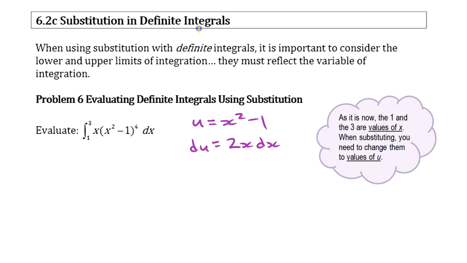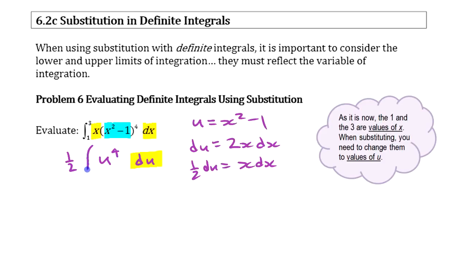Now, I don't have 2x dx, I just have x dx there. So I'm going to slightly change this around to a half du is x dx, and then make that change. So I can make that into du. I'm going to put the half right out in front of the whole thing, just so that I can leave it till the end. And then I'm going to make this change here, x squared minus 1. We said that that was going to be u. So we have u to the fourth.